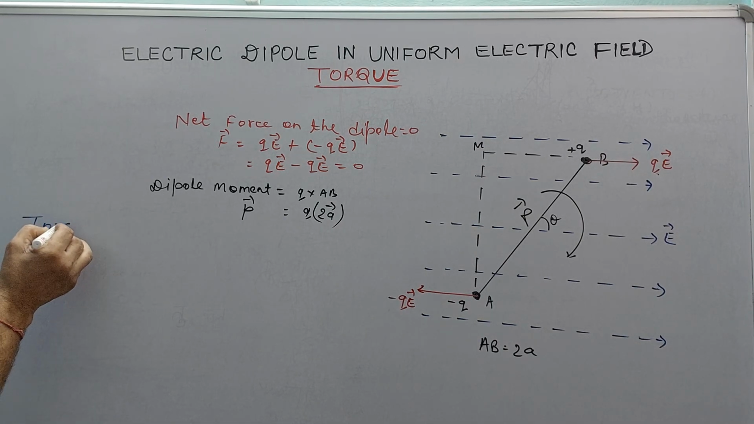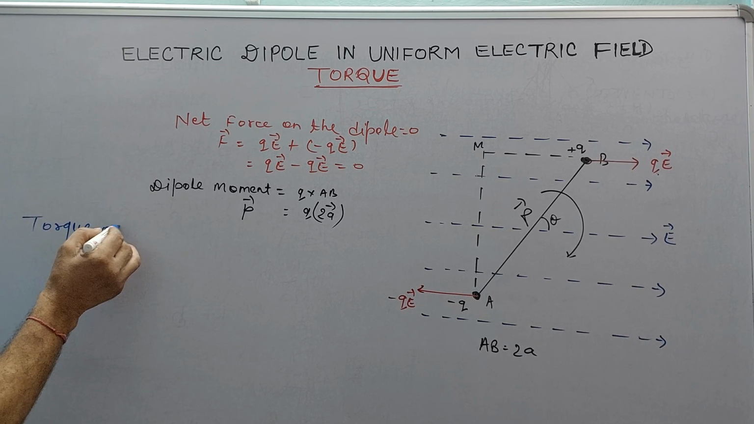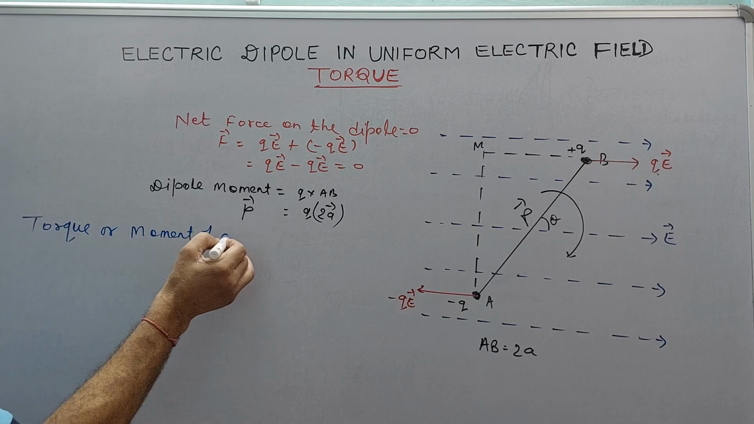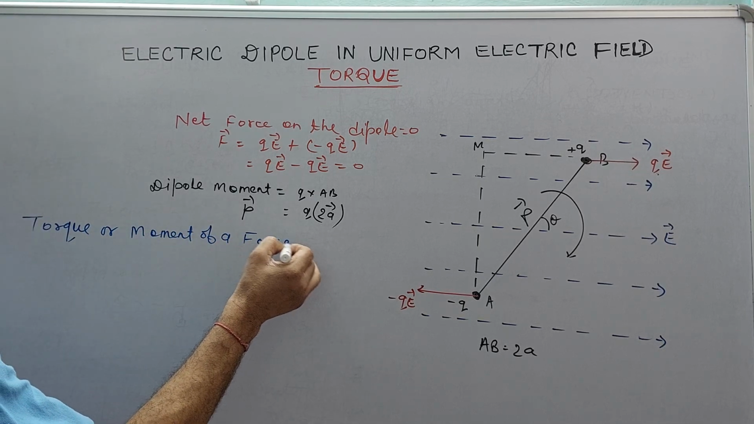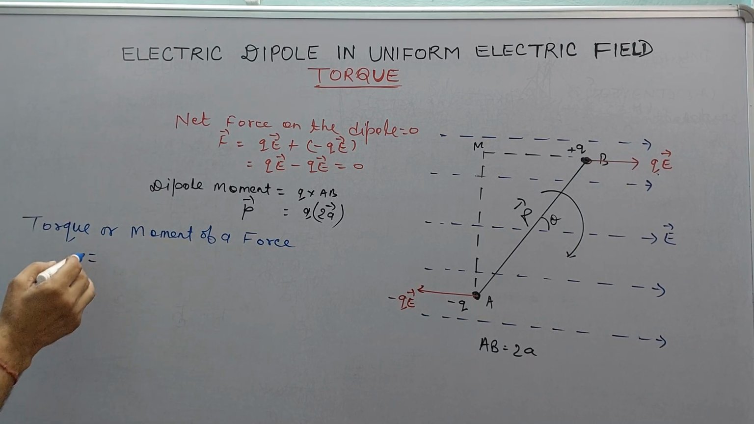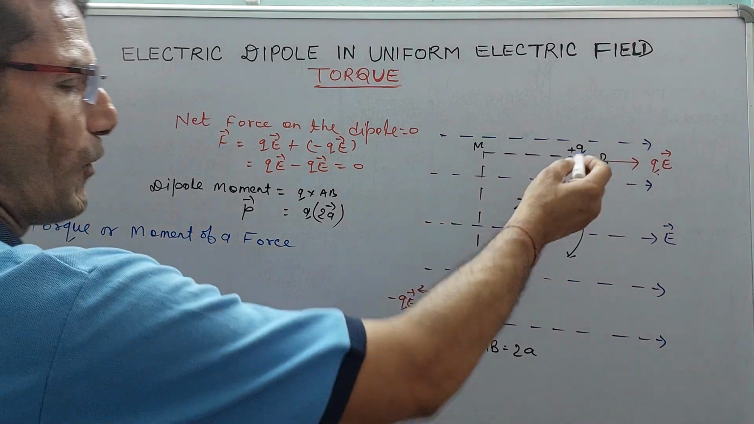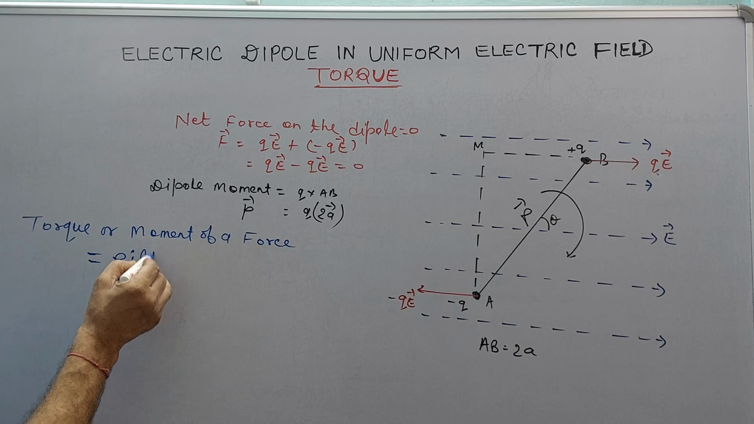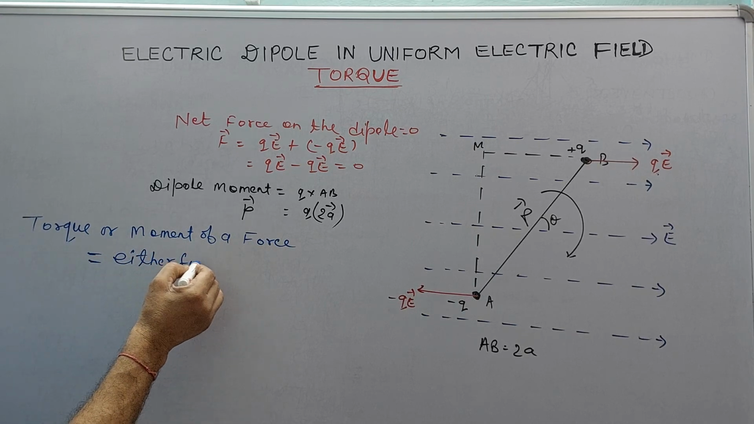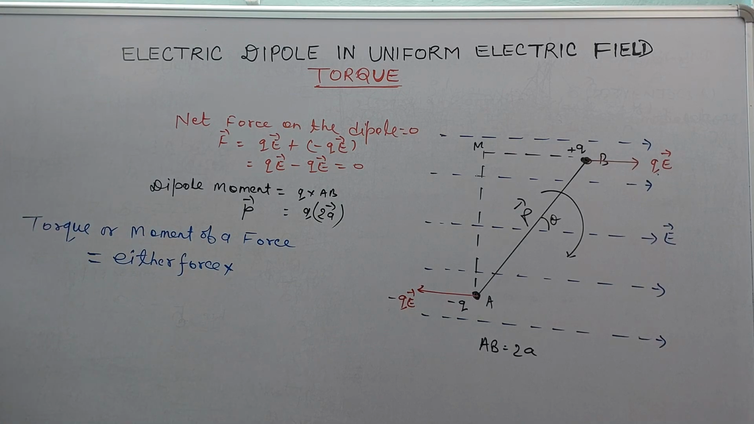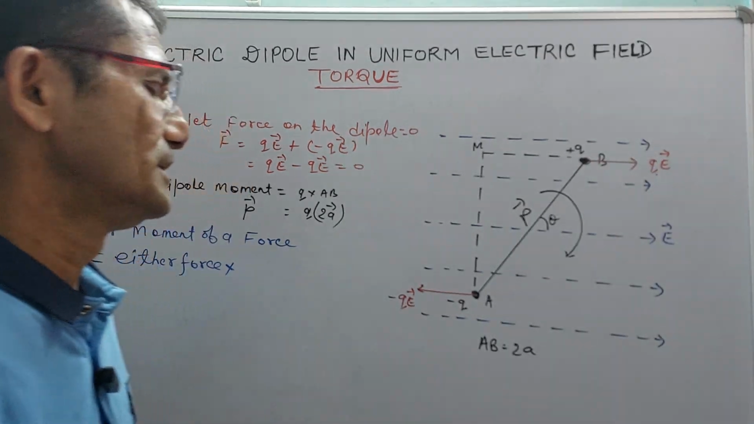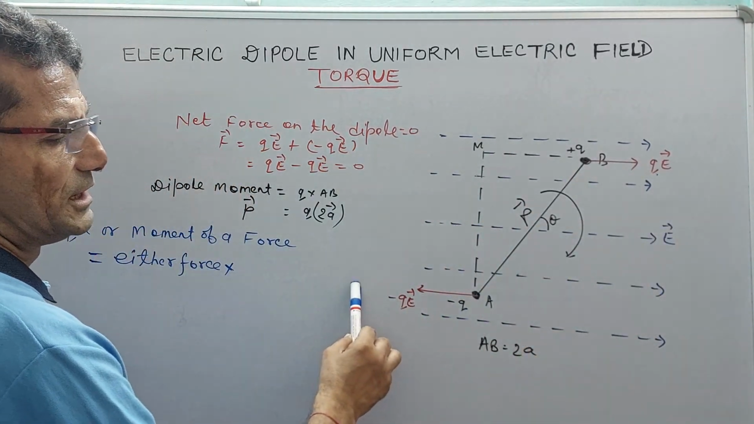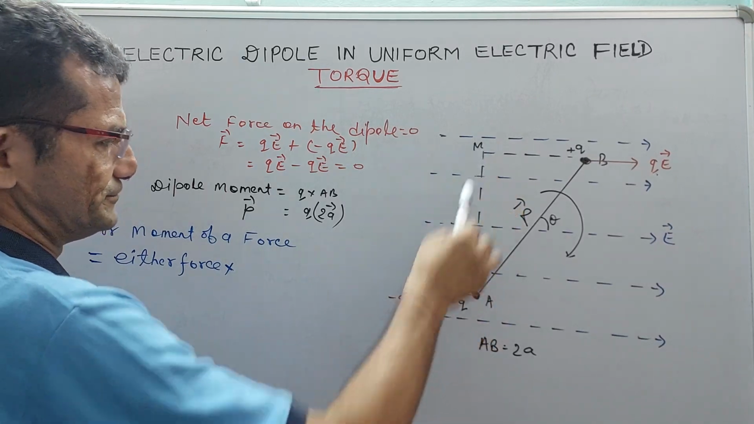torque is also known as the moment of force. The moment of a force is the torque. Here the magnitudes of these two forces are equal. So the torque is the magnitude of either force multiplied by the perpendicular distance between these two forces. This is the line of action of this force, and this is the line of action of this force, and the perpendicular distance between them will be AM.